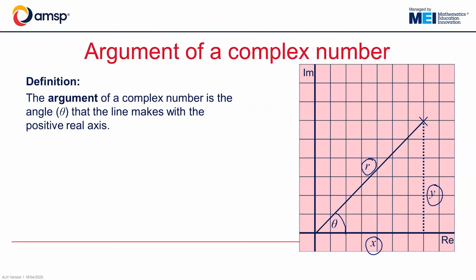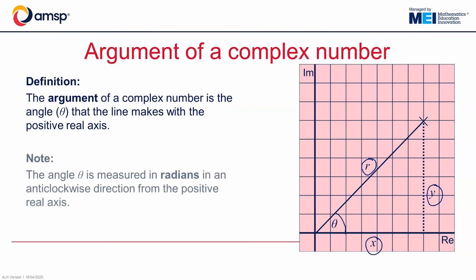Just a word of warning here. This angle is measured in radians, and with the 2017 specifications, radians are not covered at all in AS Mathematics. This means that if you are teaching further maths in parallel with maths, your students won't be meeting radians elsewhere, so you'll have to introduce it here. And this angle is measured anti-clockwise from the positive real axis.